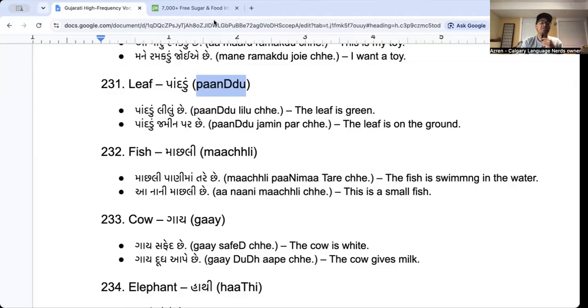Gai is the word for cow. I think it's a very funny word because in English, a guy is like a dude, right? So in Gujarati, gai is cow. So that's fun. Gai safed che. The cow is white. Gai doodh ape che. The cow gives milk. Remember doodh? We saw it in the previous episode. Doodh means milk, right?